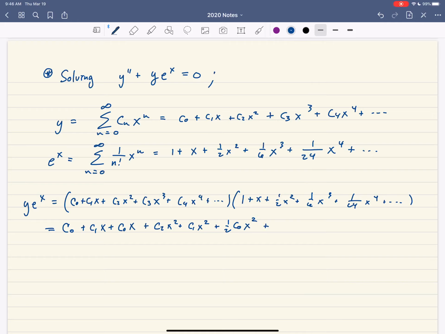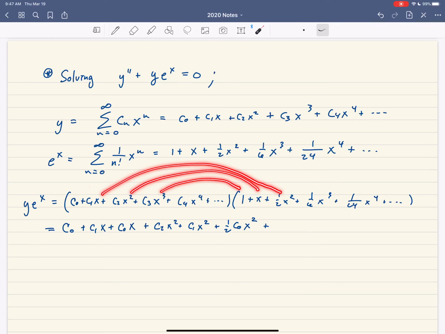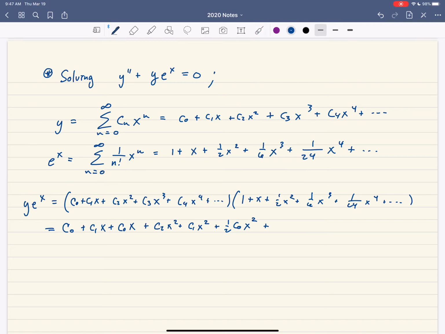And then let's do just one more term up to x cubed. There's going to be 4 terms: c3x cubed and 1, c2x squared and x, c1x and the 1/2 x squared, and then finally c naught and 1 over 6 x cubed. And we're going to add all those up. So we're going to get c3x cubed plus c2x cubed plus 1/2 c1 x cubed plus 1 over 6 c naught x cubed. And then we just keep doing this for as many terms as we want.